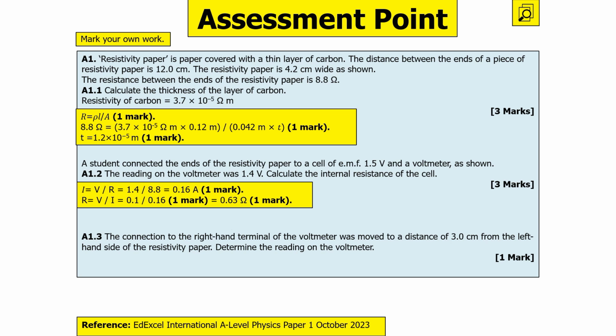Now for this next one, we know that V is directly proportional to R, and R is directly proportional to length. So if you quarter the distance from 12 centimeters to 3 centimeters, you will quarter the length, you will quarter the resistance, you will quarter the potential difference. So the answer is 0.35 volts.